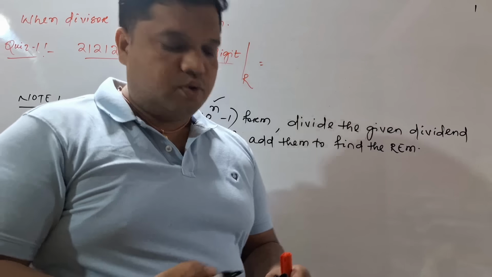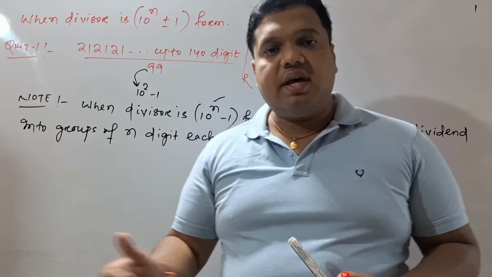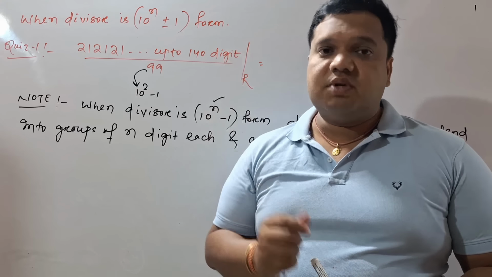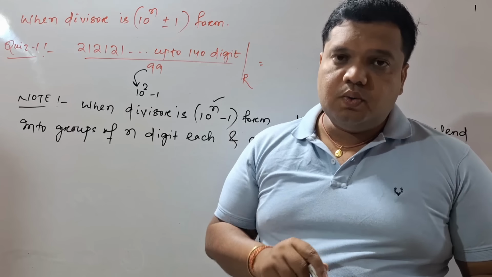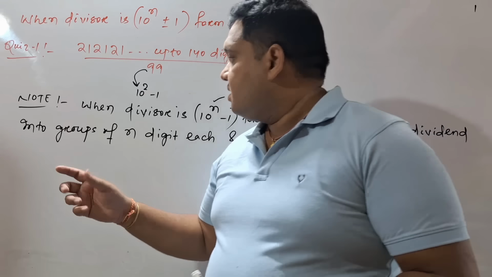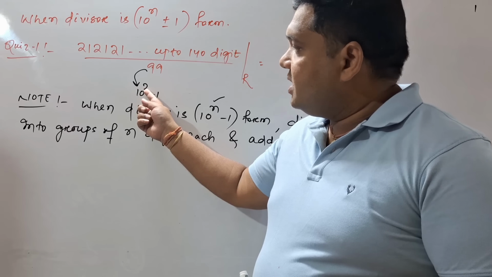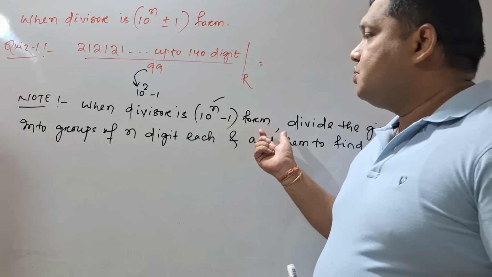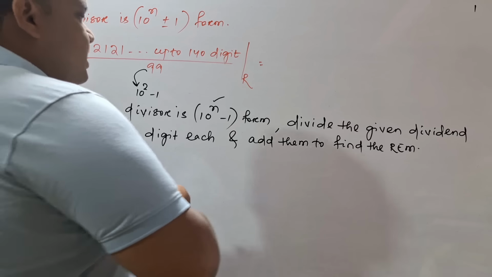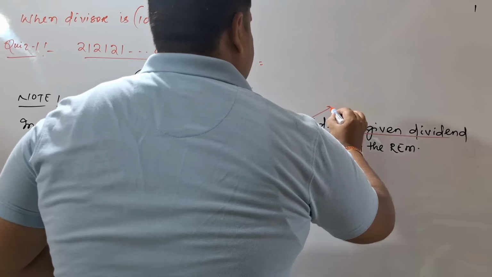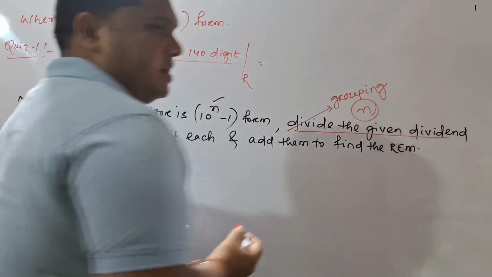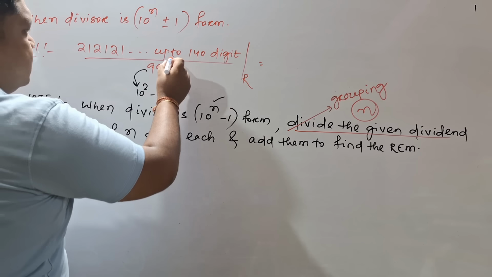So when the divisor is of the form 10 to the power n minus 1, like 99 or 999, how to handle it? Whatever the divisor is, first observe what the power n is. Here it is 99, so n is equal to 2. Suppose 999, then n is equal to 3. What does this 2 signify? In a single group there are 2 digits. Here divide means I have to do grouping, and in a single group n digits are present.